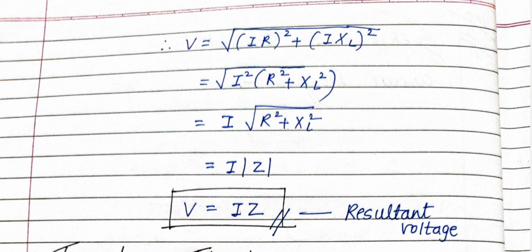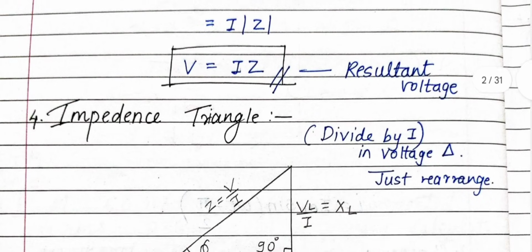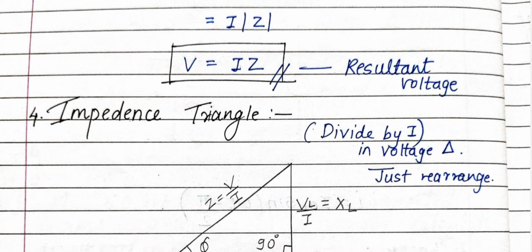Then what can we take? We can take I square common inside the square root, and we can write R square plus XL the whole square, and this I square will come outside of the square root, and we will get V is equal to I under root R square plus XL the whole square. Now this under root R square plus XL the whole square is the formula for impedance, that is Z. So just substitute. I have written it in mod. You can write it as I into Z also. So your V will become I into Z, and this is your resultant voltage. I hope you understand. This was your voltage triangle part.